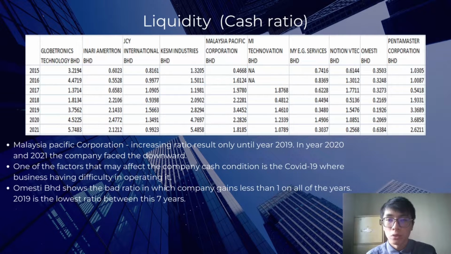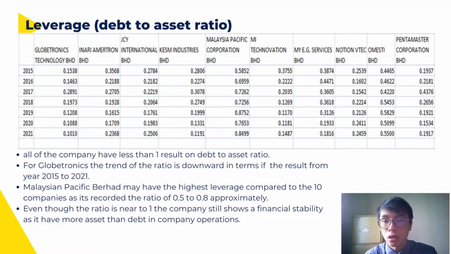Bahas shows the bad ratio, in which the company gained less than 1 in all of the years. So 2019 is the lowest ratio among these 7 years. Based on the table, we can see that all of the companies have a result of less than 1. All 10 companies have low leverage, which means they may enjoy financial flexibility.